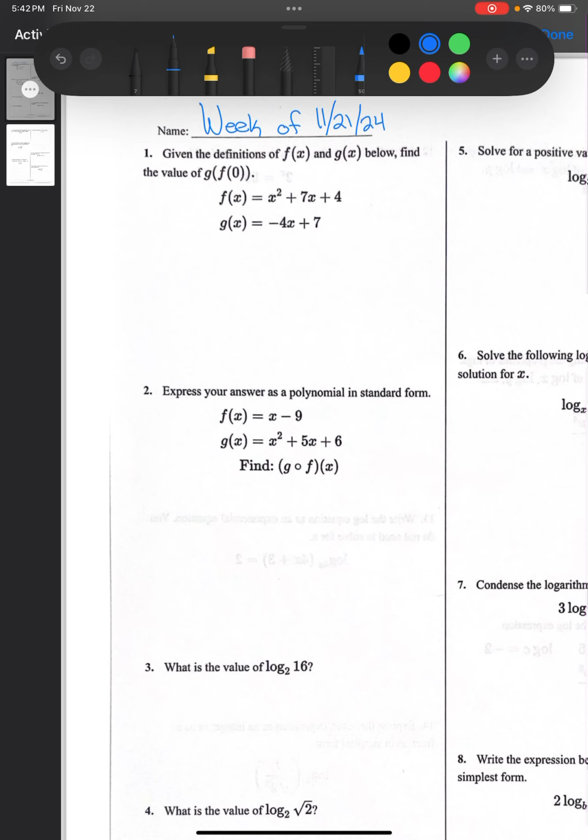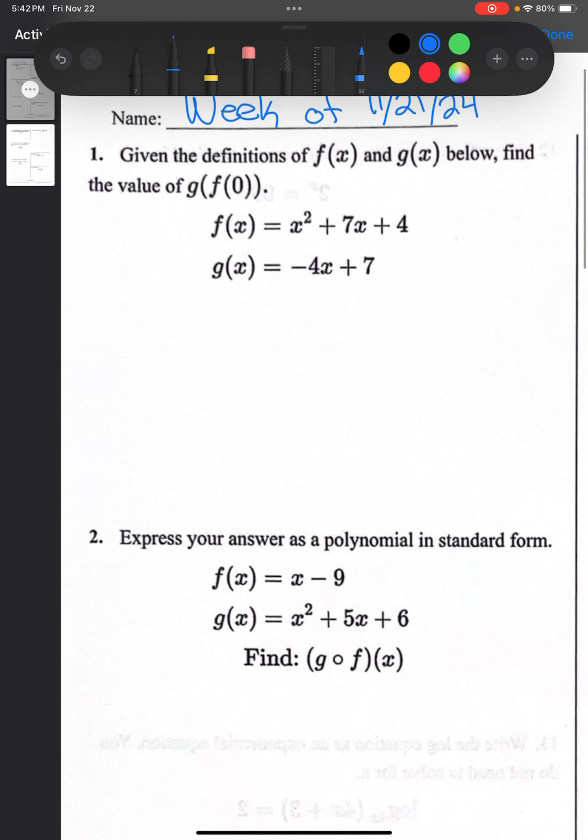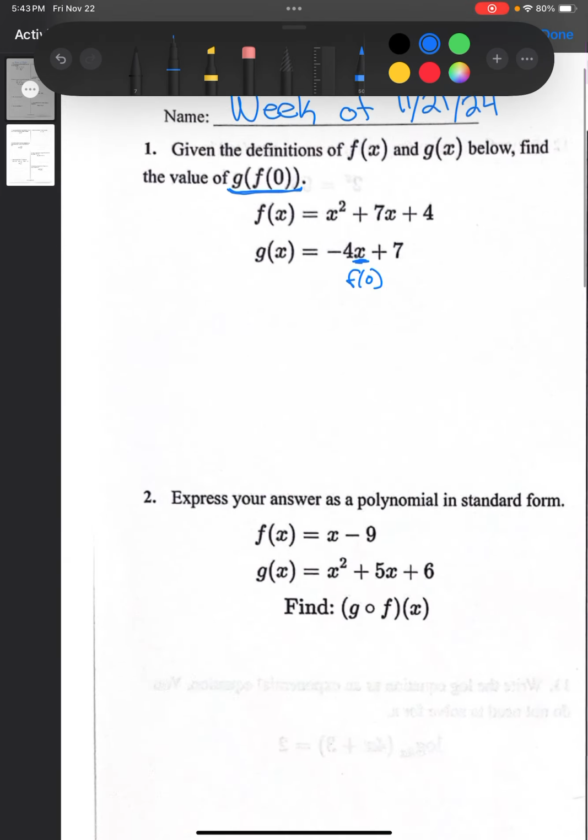So for this first problem, it's wanting you to basically input f of 0 into g, which means anytime you see an x in g of x, we're going to put f of 0 there. So first I'm going to do what I did in class if you were there. I'm going to find f of 0 first, which would be 0 squared plus 7 times 0 plus 4, which gets you to just 4.